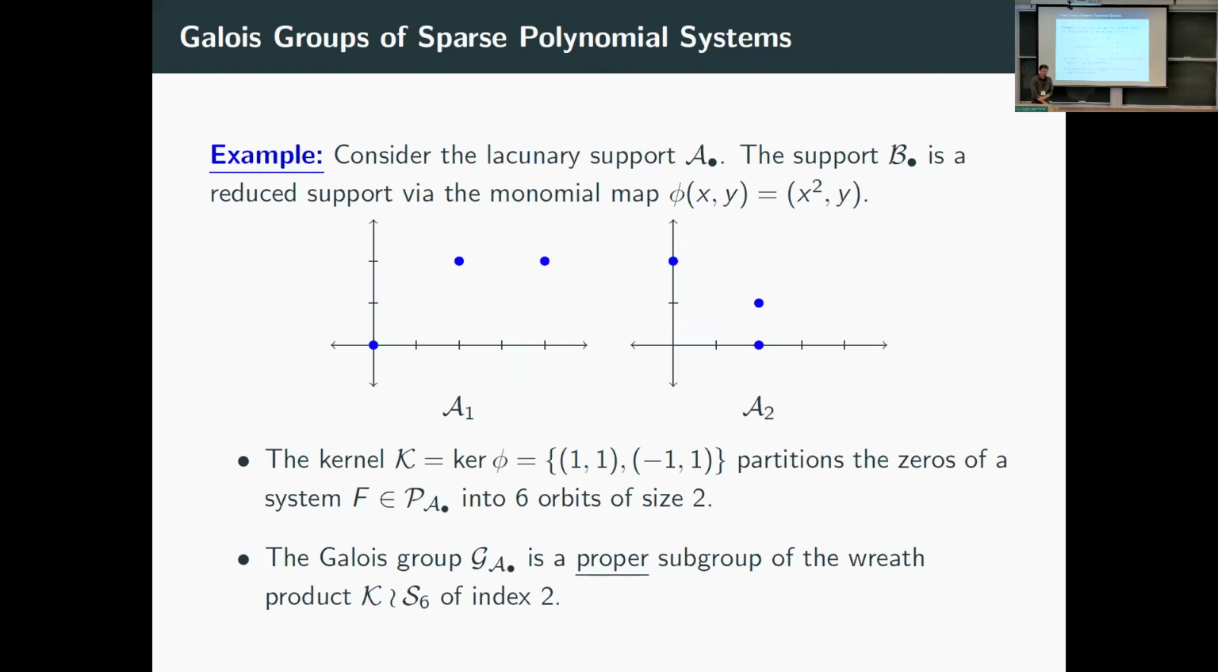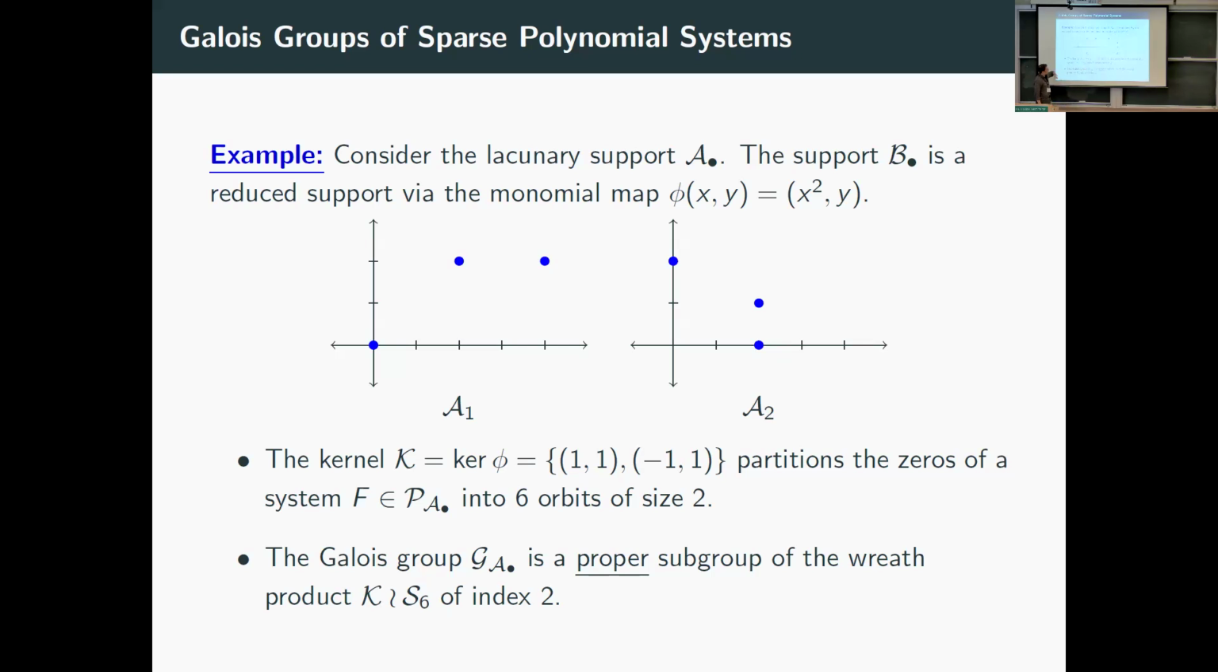So for our running example, we were using B dot that whole time. We finally introduced our A dot supports. So our supports A dot are going to be obtained from our support B dot by just scaling the first coordinate by 2. So this has the effect of just precomposing our system of support B dot by the monomial map (x, y) goes to (x squared, y). So it's a very simple operation that we've done to our supports, but it has a large effect on the Galois group. So the kernel of this monomial map is pretty simple. We just have (1, 1) and (negative 1, 1).